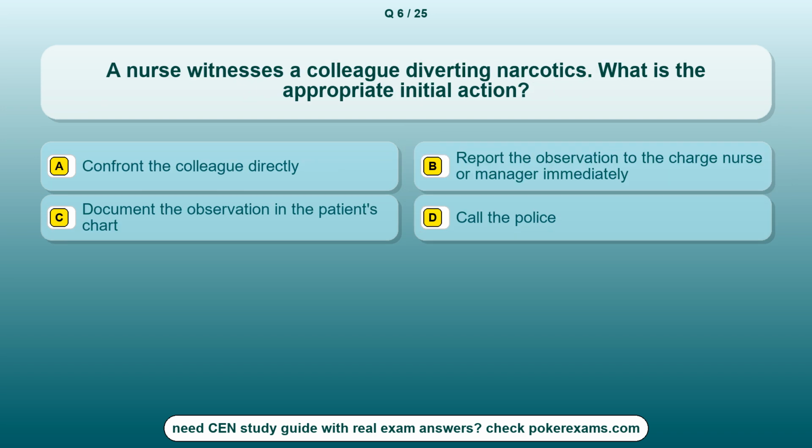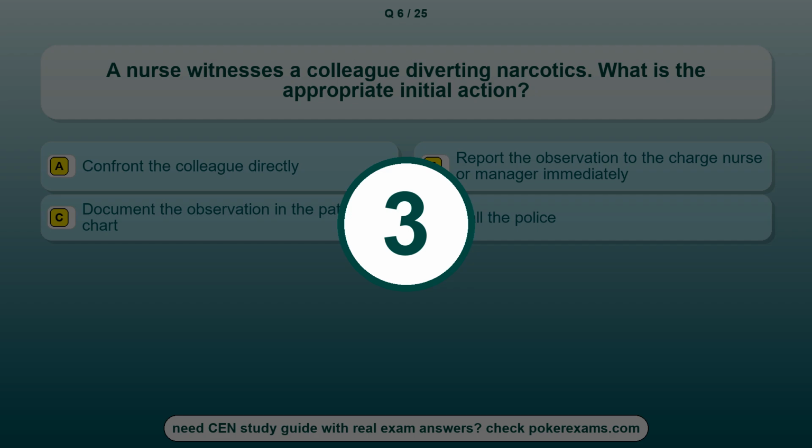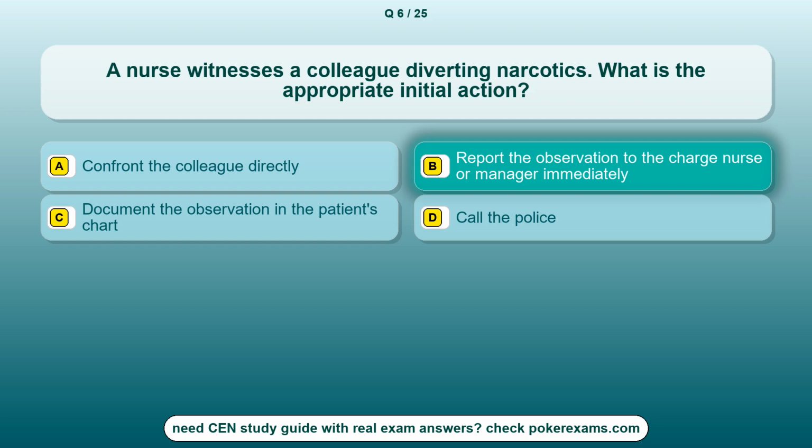Question 6. A nurse witnesses a colleague diverting narcotics. What is the appropriate initial action? Option A, confront the colleague directly. Option B, report the observation to the charge nurse or manager immediately. Option C, document the observation in the patient's chart. Option D, call the police. The correct answer is option B, report the observation to the charge nurse or manager immediately.